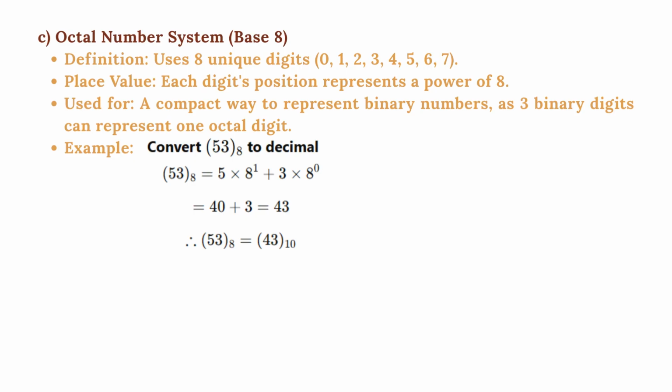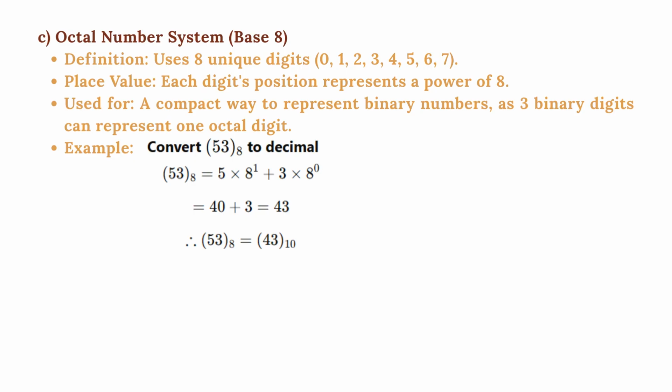Next we have the octal number system, also known as base 8, which uses 8 unique digits. Each digit's position represents a power of 8. A compact way to represent binary numbers, as 3 binary digits can represent one octal digit.